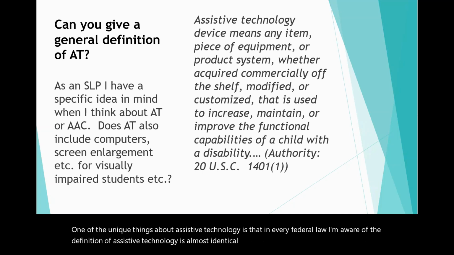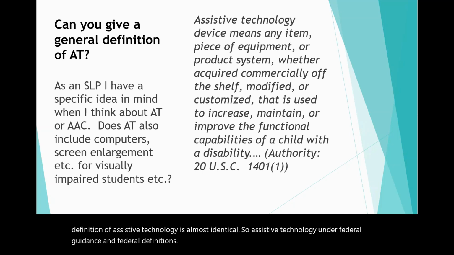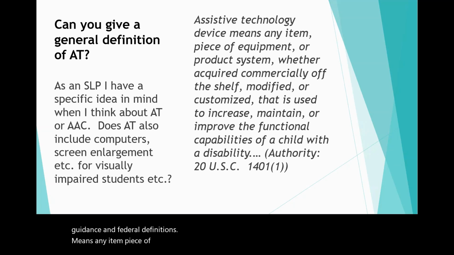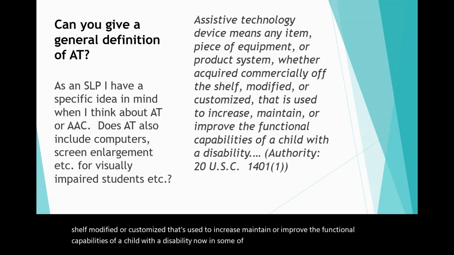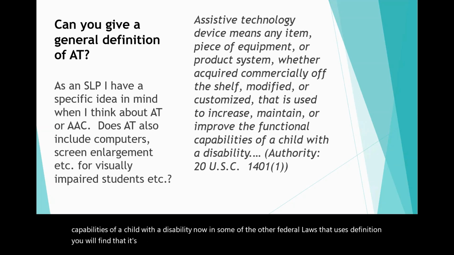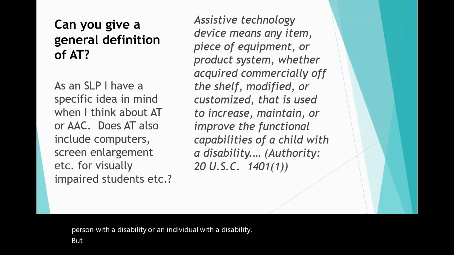So assistive technology under federal guidance and federal definitions means any item, piece of equipment, or product system, whether acquired commercially off the shelf, modified, or customized, that's used to increase, maintain, or improve the functional capabilities of a child with a disability. Now, in some of the other federal laws that use this definition, you will find that it's increase, maintain, or improve the functional capabilities of a person with a disability or an individual with a disability. But the primary focus of this definition is increase, improve, or maintain capabilities of a person with a disability.